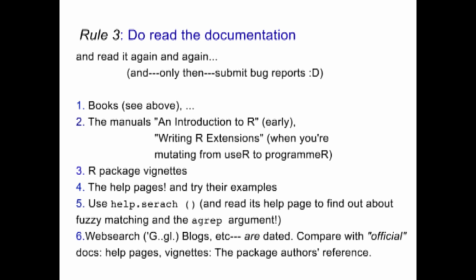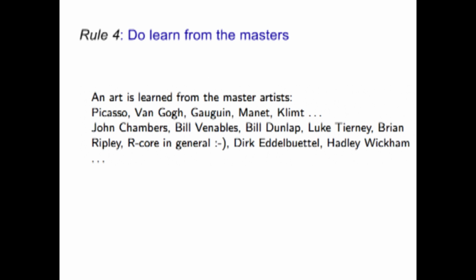Okay, the third guideline or rule. We have been seeing that R programming should also be comparable to an art, and to become an artist, which I never did in painting, you learn from the masters. In painting, in arts, there are all these famous names, Picasso, Van Gogh, Gauguin, Manet, and many more. In R, there is John Chambers, Bill Venables, Bill Dunlap, Luke Tierney, Brian Ripley, R core in general maybe, Dirk, Hadley is here, and many more that I cannot name here.